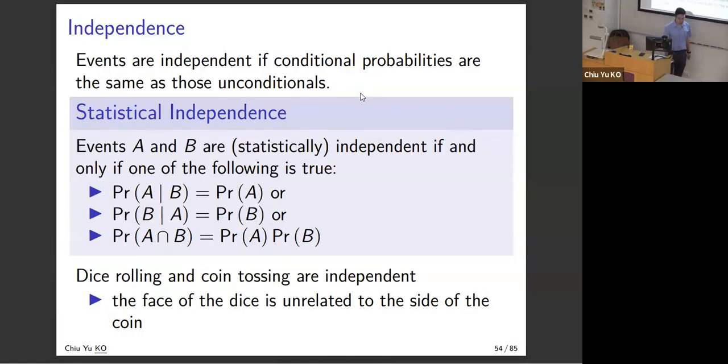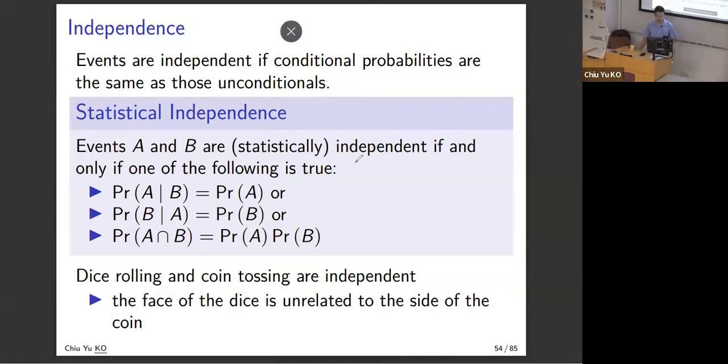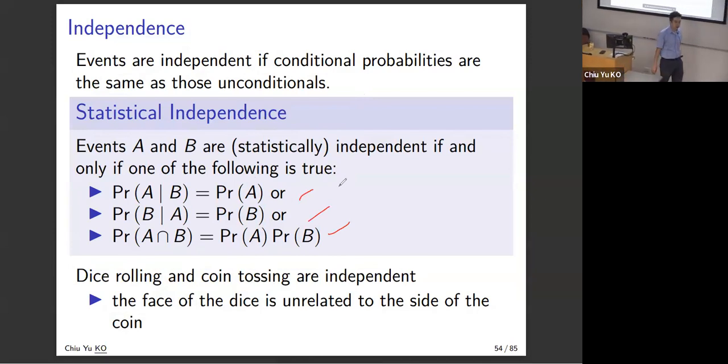Next is independence. I think this is the very last one before the Bayes rule. Independence is very simple. If telling B has no impact on A, or telling A happened has no impact on B, then it's independent. It turns out you don't need all three of them, they are equivalent. As long as you show one, the others will be fine. If any one is true, then the other will be true, so there's no need to worry about checking all three.